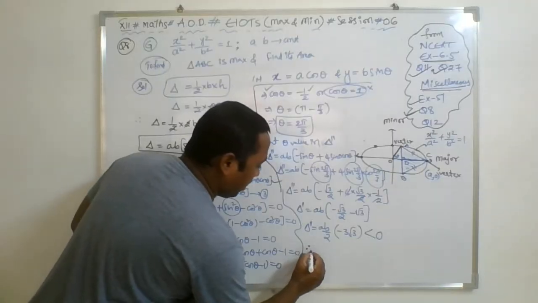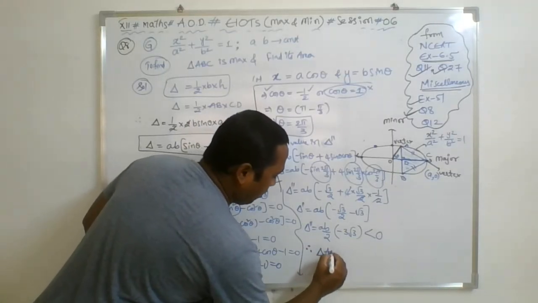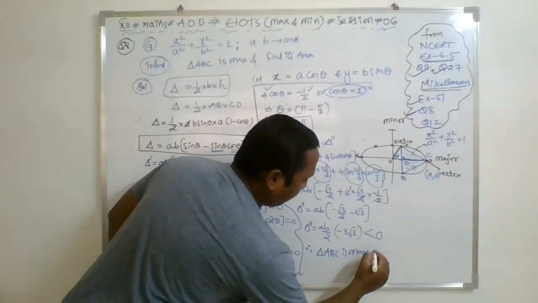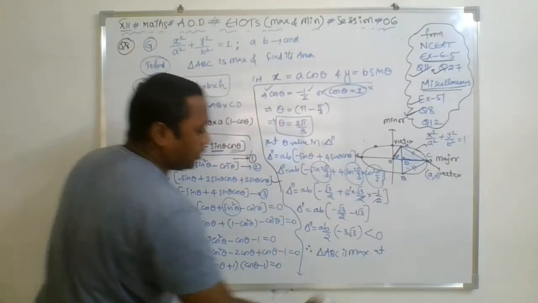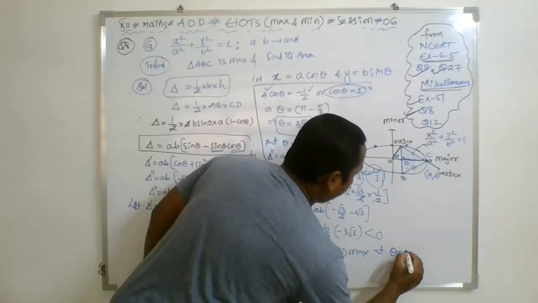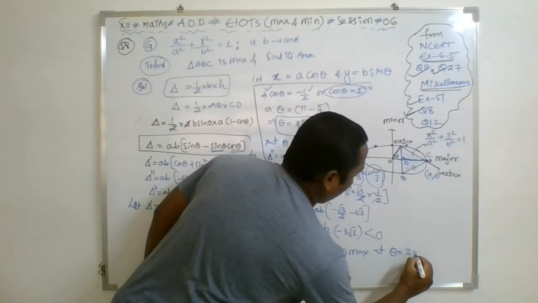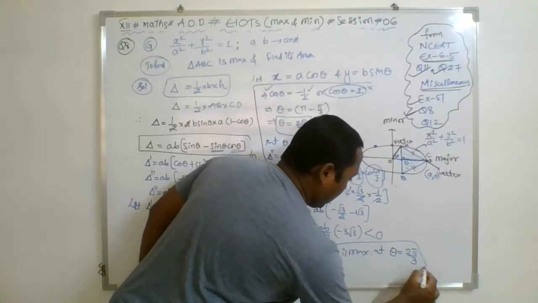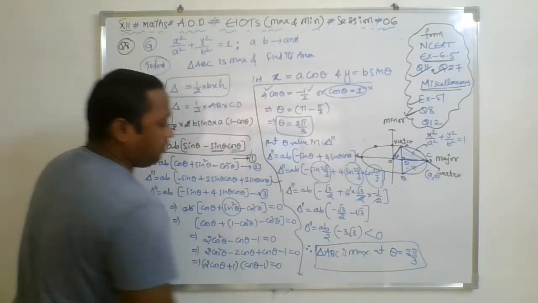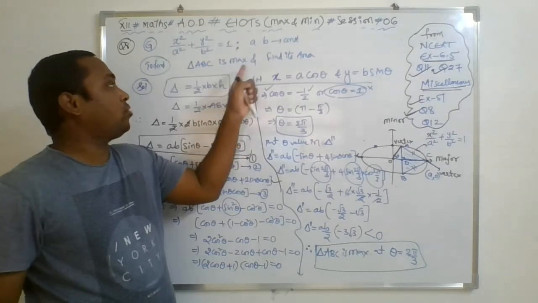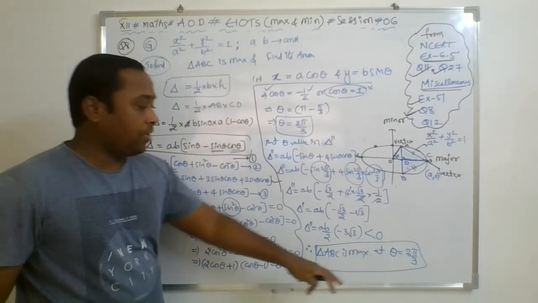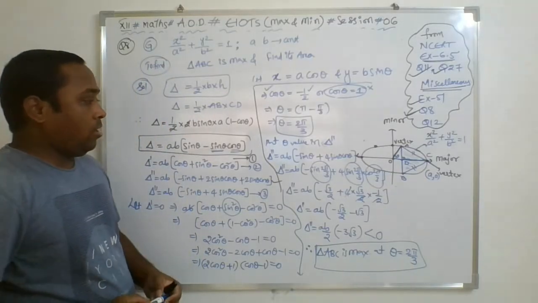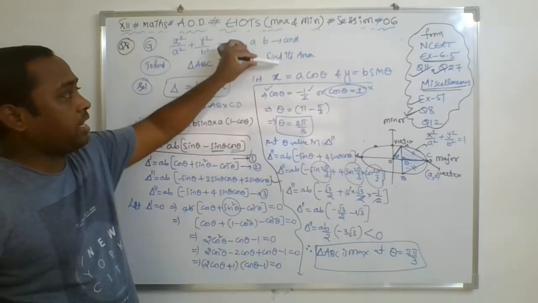Therefore, what you can say here, area of triangle ABC is maximum at theta is equal to 2 pi by 3. So we got the first one. We have proved that the area of triangle is maximum at what critical point? 2 pi by 3. Now, what is the left one? We need to find its area.